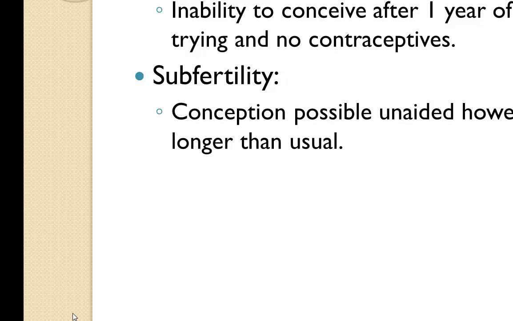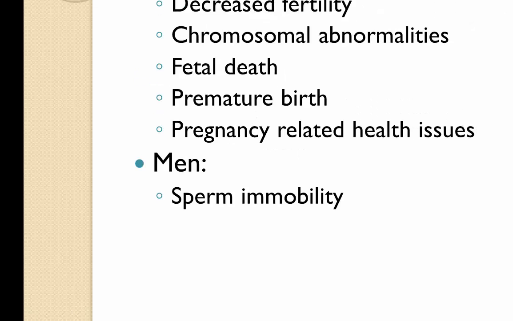So first off, what is infertility? As you can see, it's the inability to conceive after at least 1 year of frequent trying and the use of no contraceptives. Subfertility means that perhaps conception is possible. However, it takes longer than usual to be able to have implantation and therefore birth.